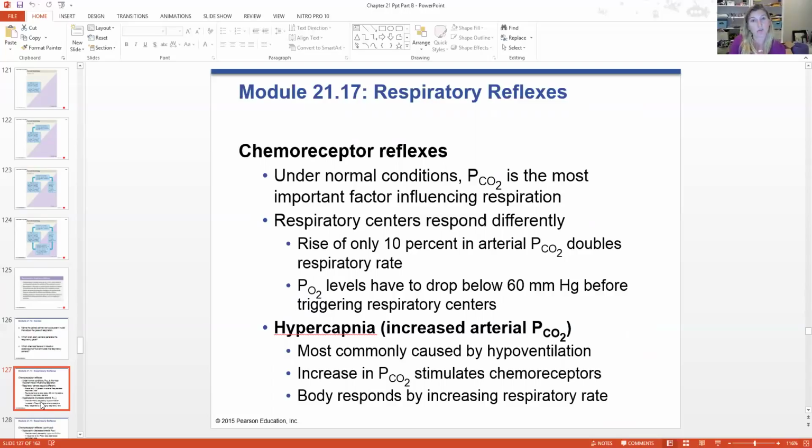Partial pressure of oxygen drops below 60 millimeters before triggering any respiratory center. So again, it's much more sensitive to carbon dioxide than oxygen. That's also because our oxygen is only 75%, in the venous system, we still have 75% saturation even after oxygen delivery at the periphery. So our body's a lot less sensitive to oxygen concentrations than to carbon dioxide concentrations.